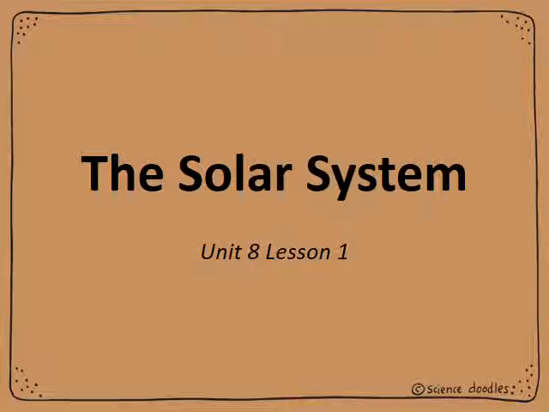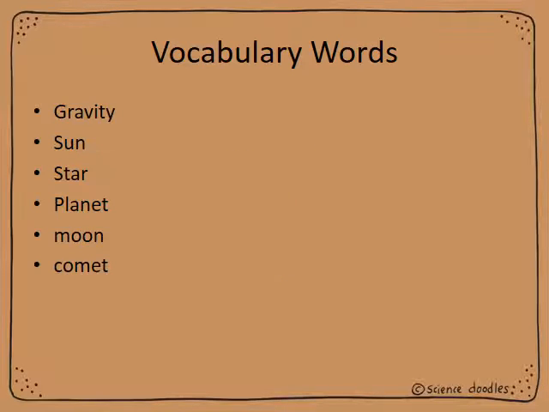Okay, so we are starting Unit 8 with Lesson 1 about the solar system. Now in class we only did part about the inner planets, but in this video we're going to do a little bit about the outer planets as well. Sun, star, planet, moon, and comet.